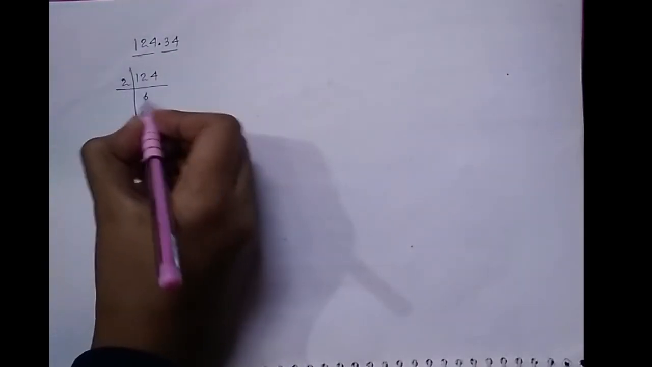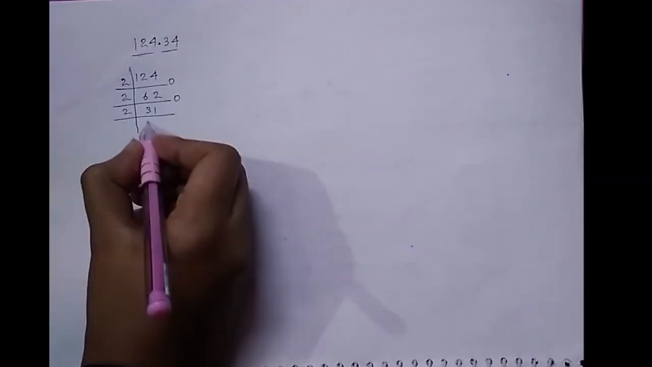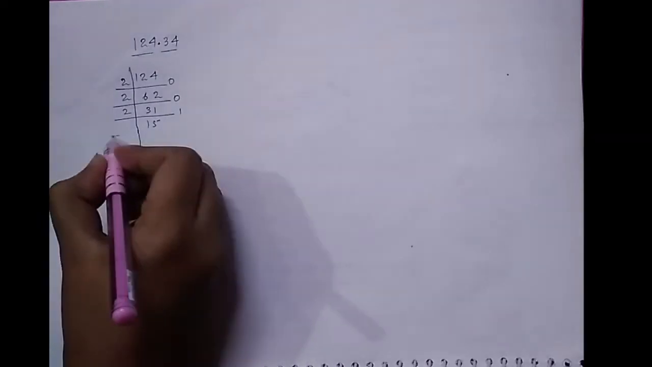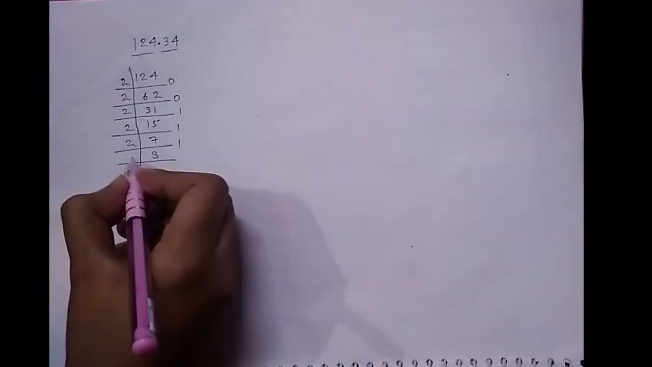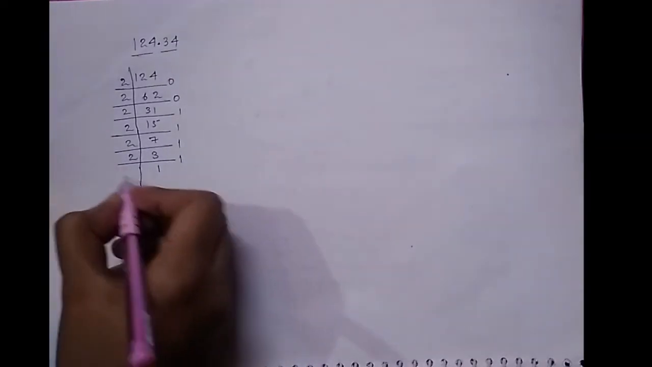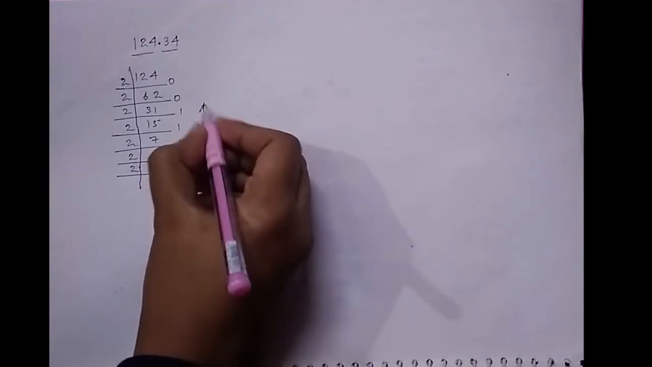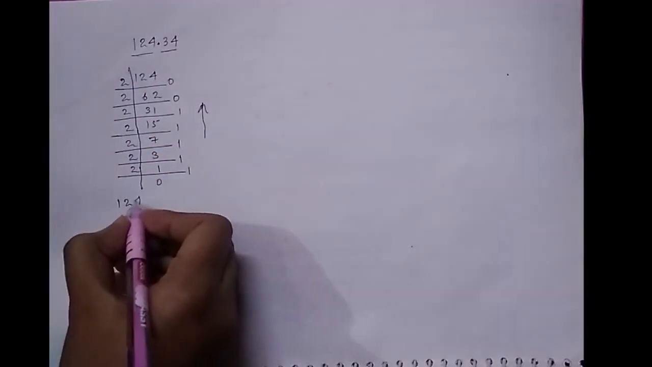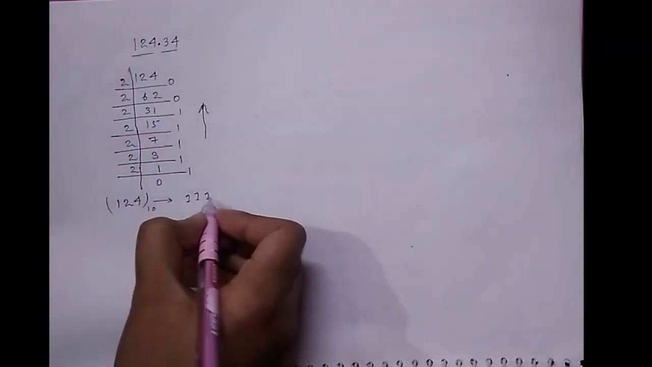Since binary is a base 2 number system, we have to divide the number by 2, write the quotient below it and the remainder next to it. And we have to repeat this process until we get 0 in the quotient. The remainders obtained are the bits of our binary number. The remainder at the bottom is our MSB, the most significant bit, and the remainder at the top is our least significant bit.